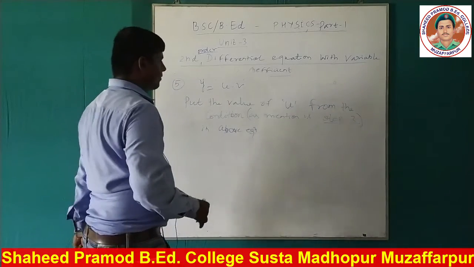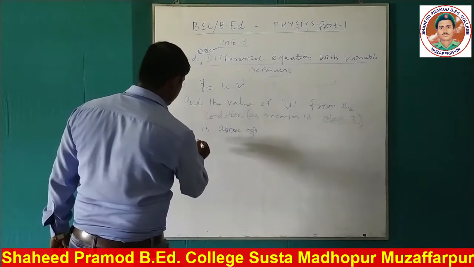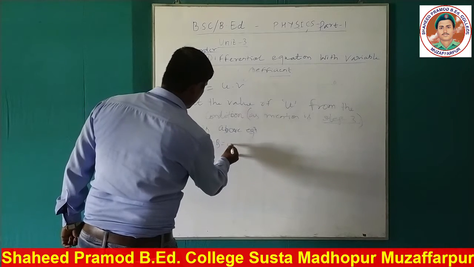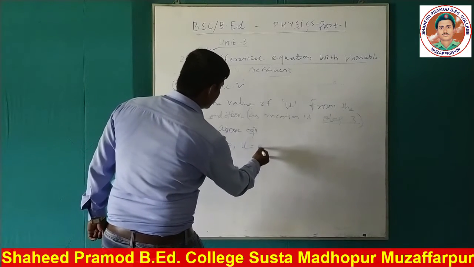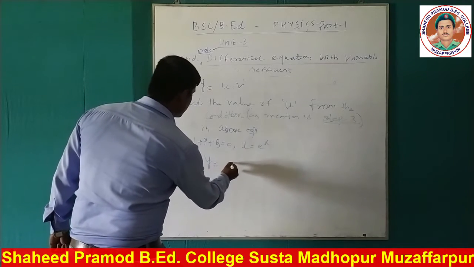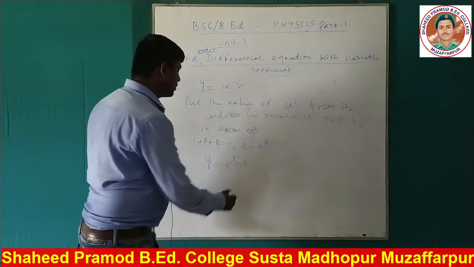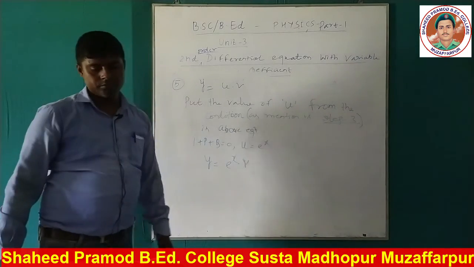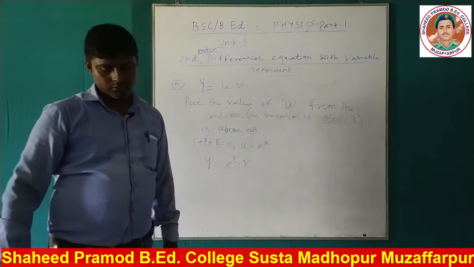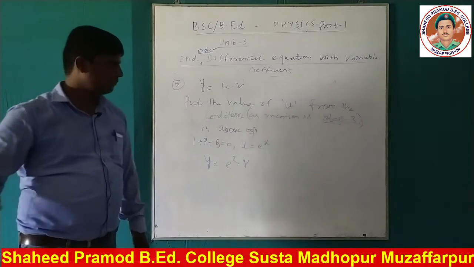For example, if first condition is applicable, that is 1 plus q is equal to 0. So what is the value of u? This is e raised to x. So y will be how much? e raised to x into v. e raised to x into v. So this is your fifth step. Okay, this is your fifth step.